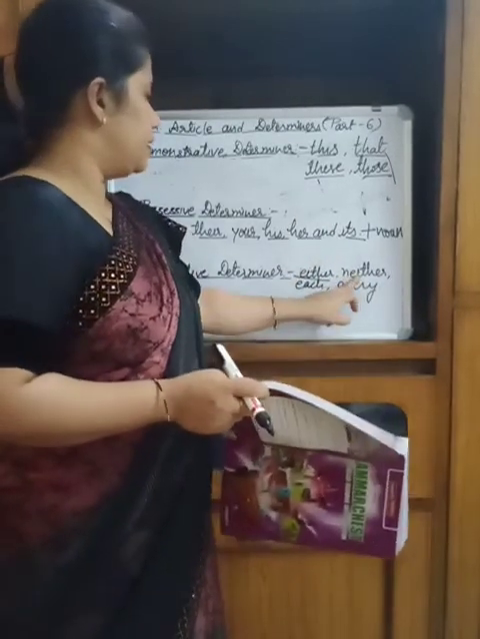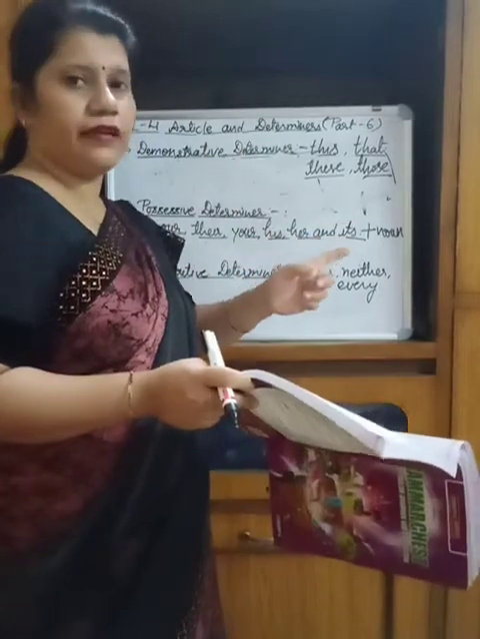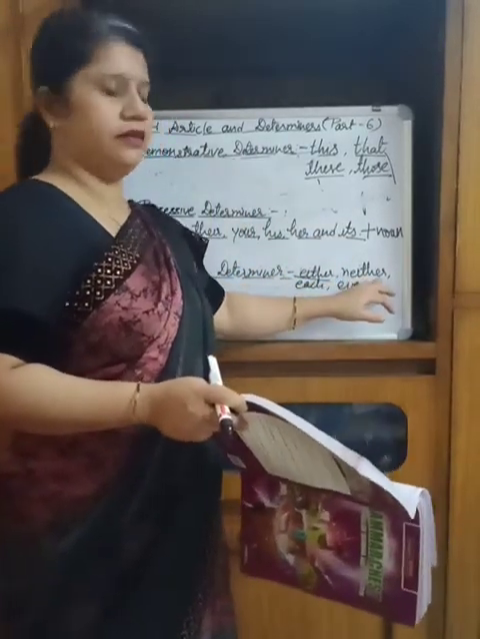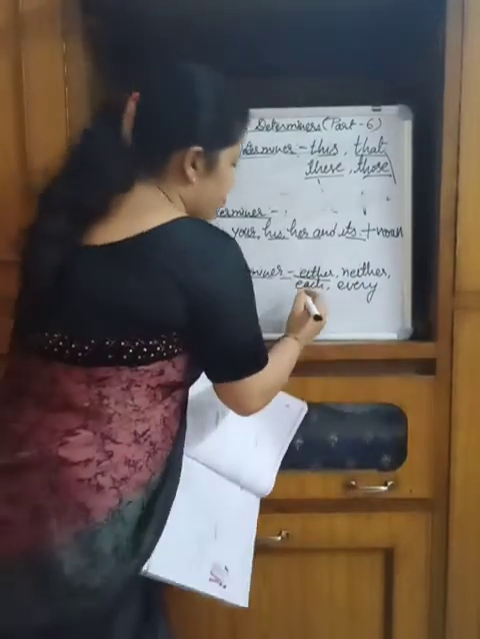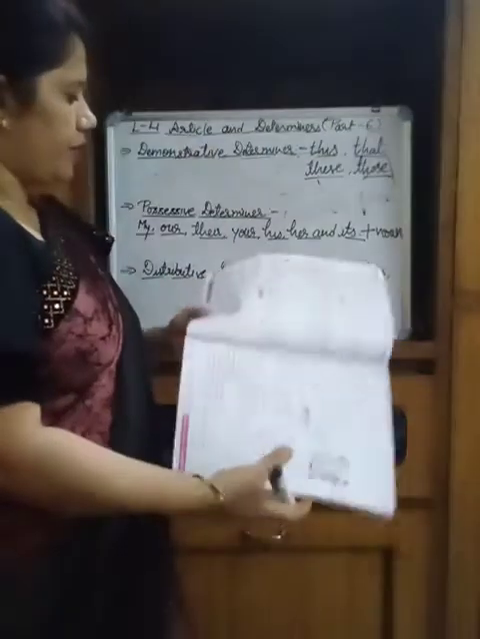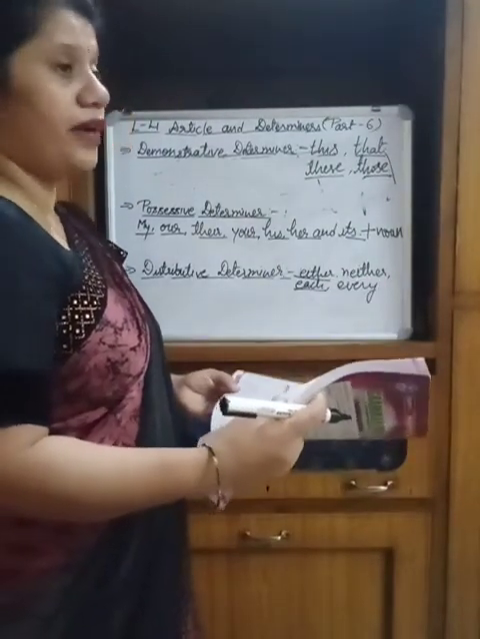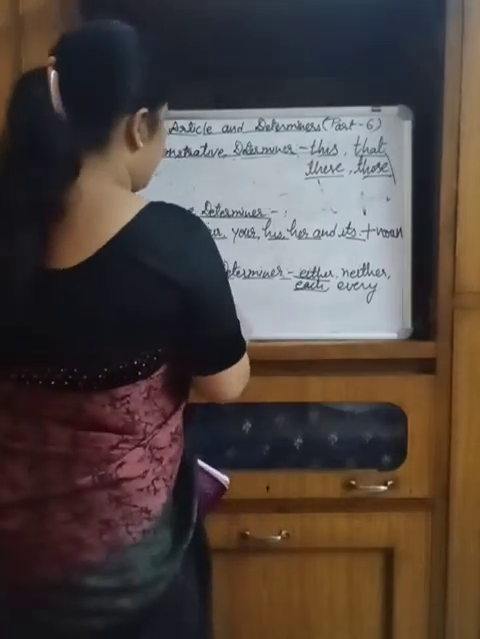Next is neither. Neither is the opposite of either. When we are not selecting any of the objects or persons, then we use the word neither. Then next is the word each. Each is used to indicate things separately, one by one.